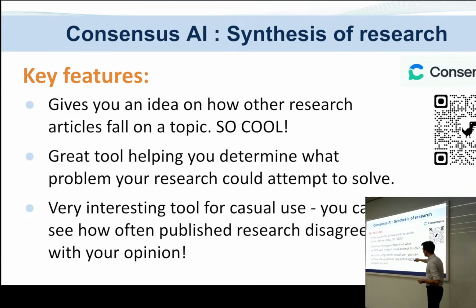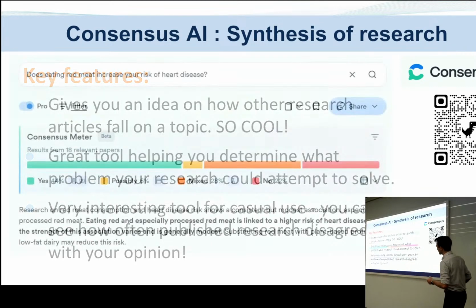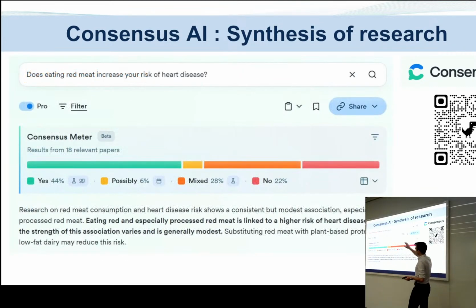I'll show you why. You can see how often published research disagrees or agrees with your opinion. I love it. Let's look at it. If you type in something like, does eating red meat increase your risk of heart disease? 44% of studies say yes, possibly 6%, mixed 28%, no 22%. So just based on this spread, we can assume that there's probably some red meat diets that will increase my risk of heart disease. Yeah? We see there's tons of studies that are pushing the green.